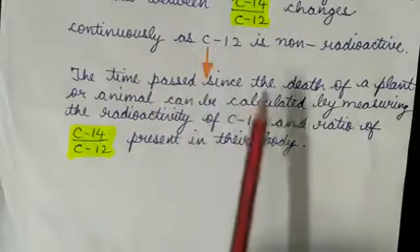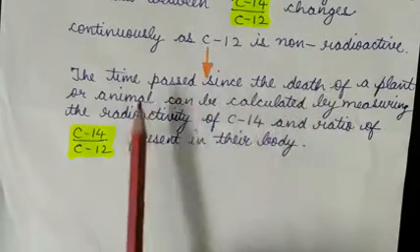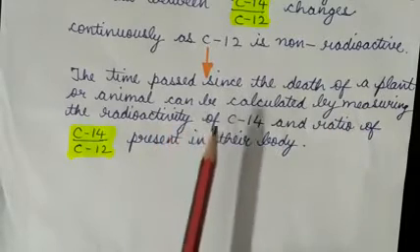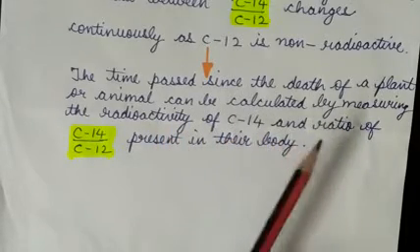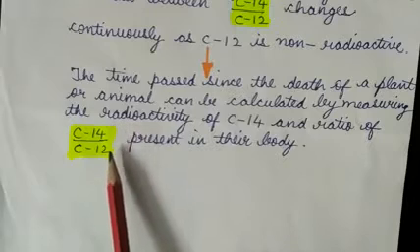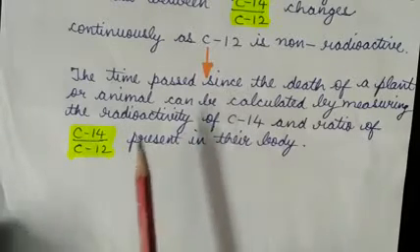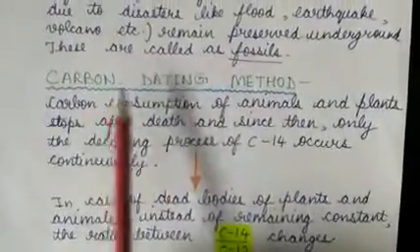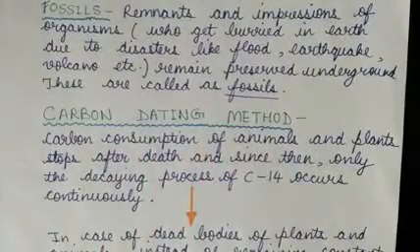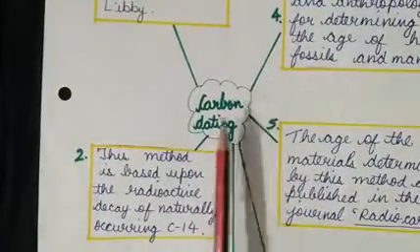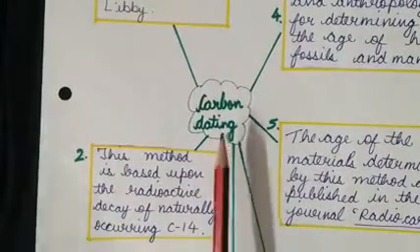The time passed since the death of a plant or animal can be calculated by measuring the radioactivity of C14 and the ratio of C14 to C12 present in their body. So by this carbon dating method, we come to know about the age of the fossils. So we see the importance of carbon dating method.